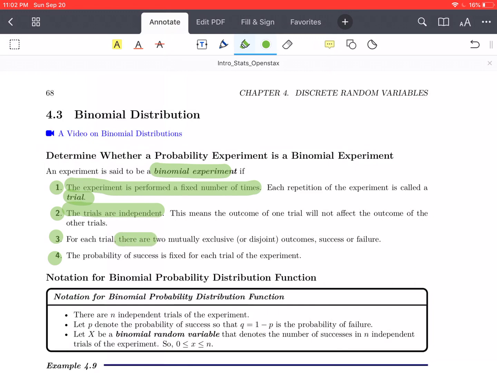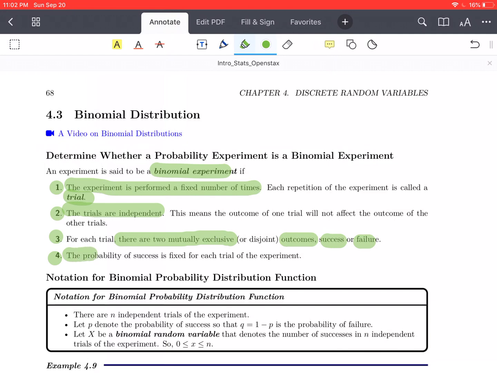For each trial, there are two mutually exclusive outcomes, and we call them success or failure. You can strip those words of their connotations. When we say success, we just mean, did we get the positive result, or did we get the result that we were not looking for? So that would be success or failure.